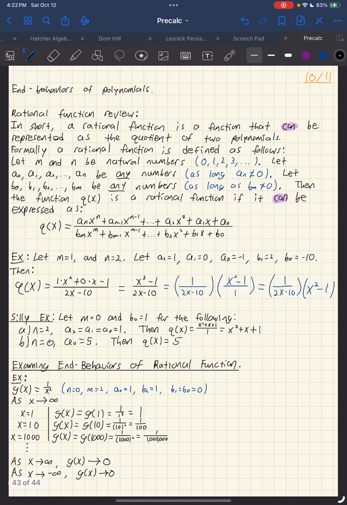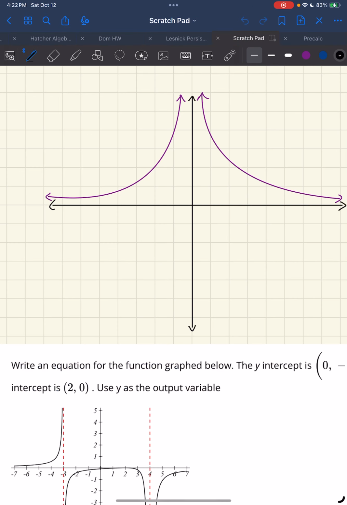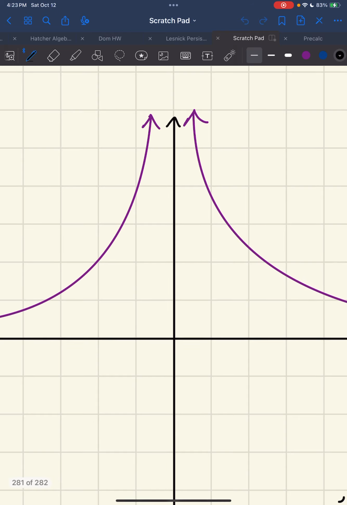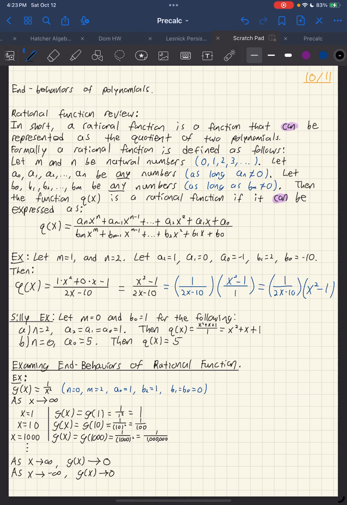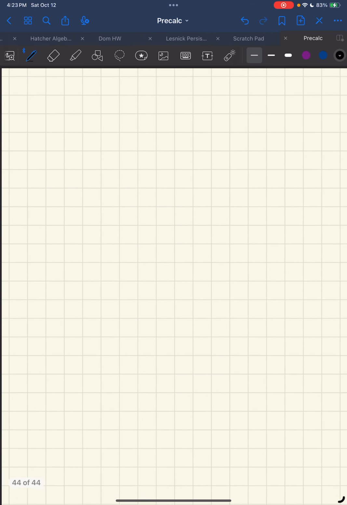But in this function, there's something important to notice. If I were to plug in x equals 0 into g, we're going to get g of 0 is equal to 1 over 0 squared, or just 1 over 0. And as we know, this is definitely undefined. You can never have a 0 in the denominator. So we can't plug in 0 into g.